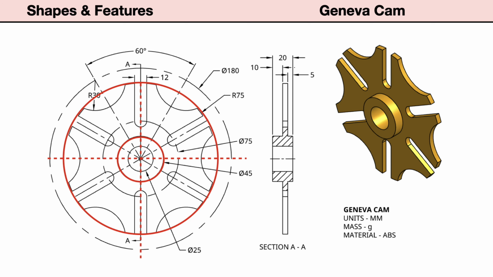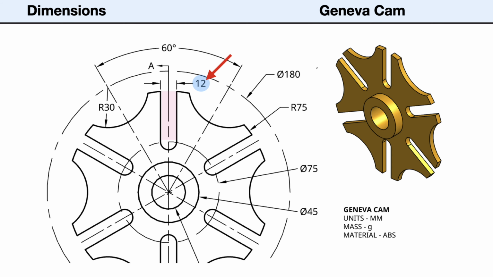Next, we'll look at the dimensions and notes. First, the measurement units are in millimeters. The outside of the plate has a diameter of 150 millimeters or a radius of 75. The outside diameter of the center hub is 45 millimeters. The center hole diameter is 25 millimeters. The slot is 12 millimeters wide. The radius of its semicircular end is 6 millimeters.